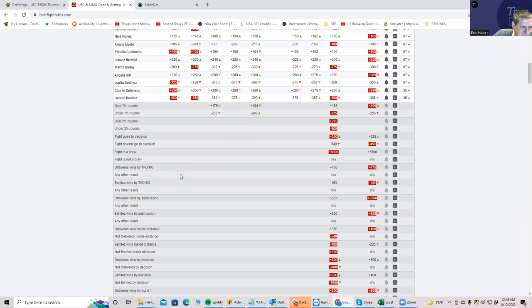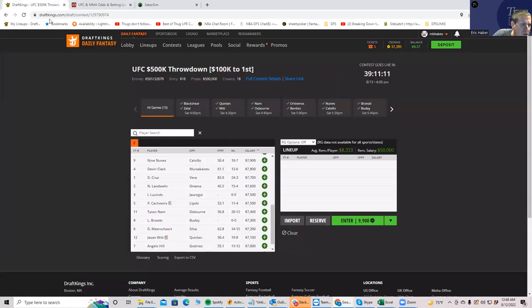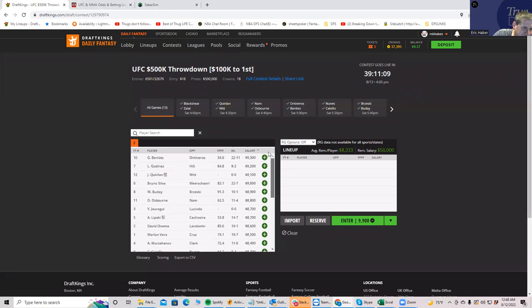And what is he to go inside the distance? He is minus 188. So he does have the strongest inside the distance prop as well. And as a result, that's why he is the highest price. I mean, he is 9,300 for a reason.